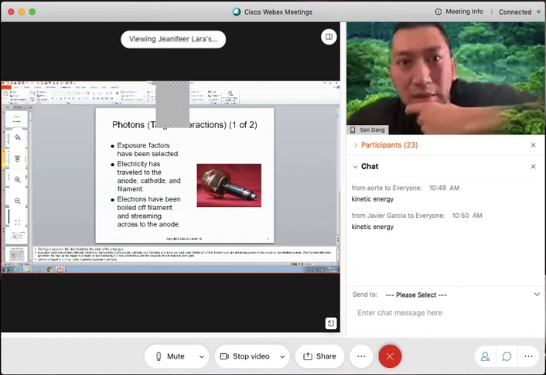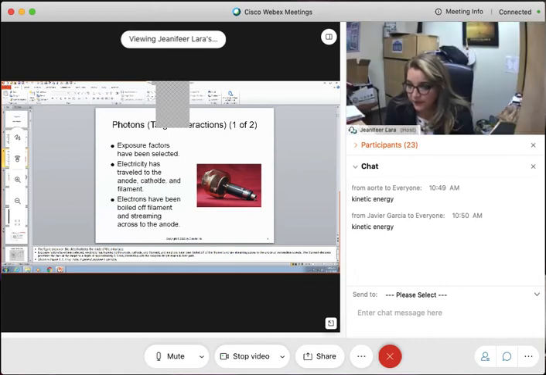We want the filament to heat up so we can have thermionic emission and liberate those electrons, correct? Yeah. And then we want the focusing cup to focus those electrons into a nice little path so they become tube current. Perfect? Everyone understand that? So this is why we're incorporating electricity.